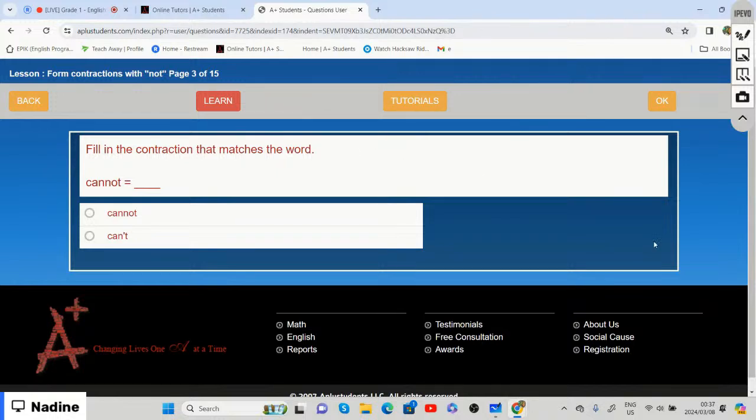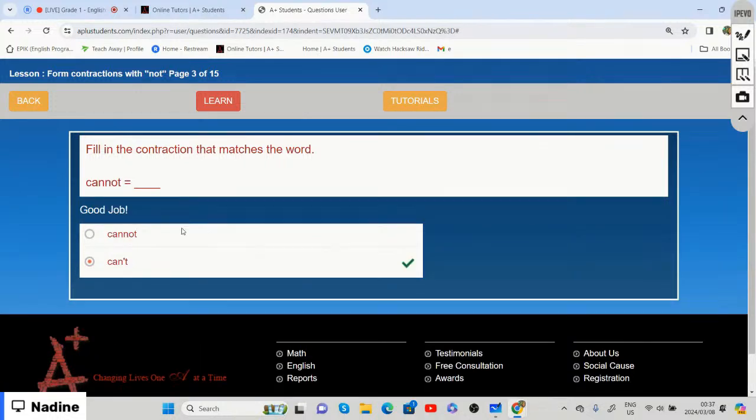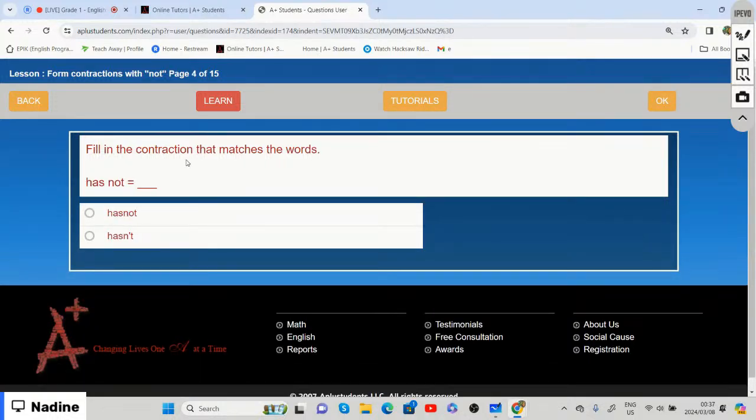All right, so we say cannot. And if we look at the shortened word of cannot, is it cannot? Does cannot say the same? Or do we say I can't? I can't go to the shop. I can't play with you, right? So can't. And that is a shortened form of the word cannot.